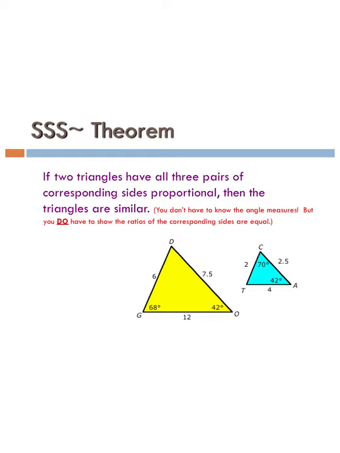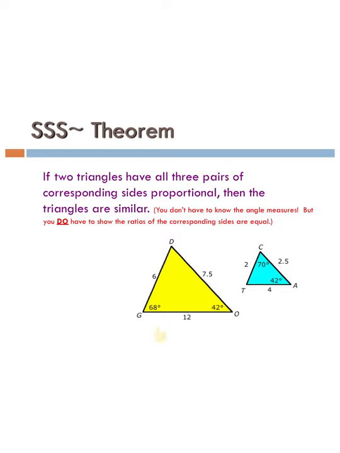All right, our next theorem about similarity and how we could tell if triangles are similar is side-side-side similarity theorem. If two triangles have all three pairs of corresponding sides that are proportional, then they're similar. You don't have to know the angle measures, but you do have to show that the ratio of corresponding sides are equal. So if I was to do that here, if I start with this yellow triangle, I could start with 6, 7.5, or 12. That's totally my prerogative. I could choose whichever side I want.